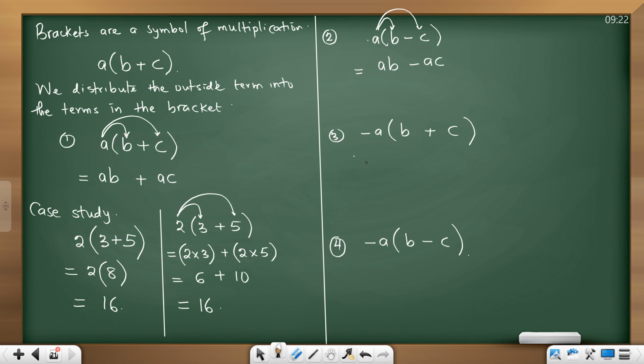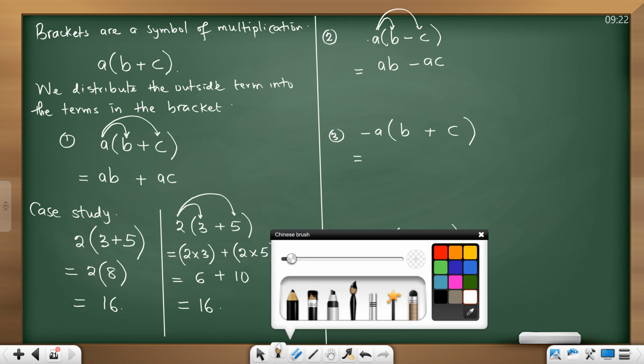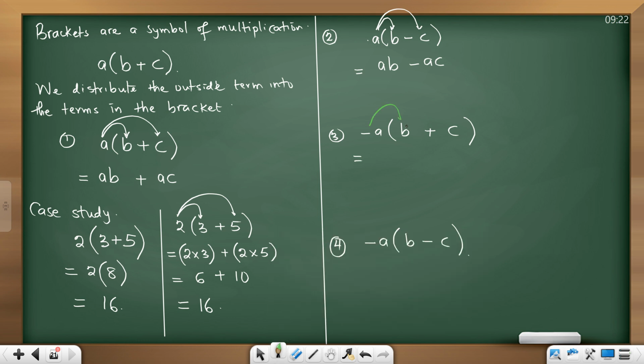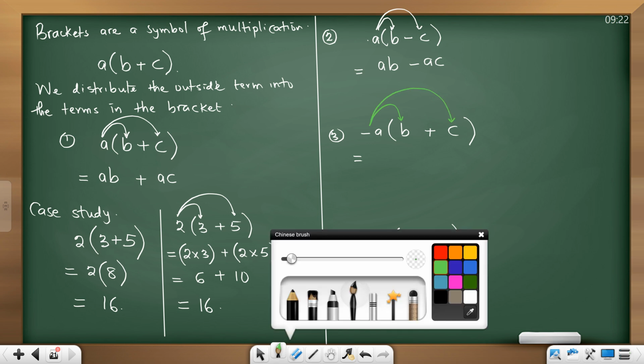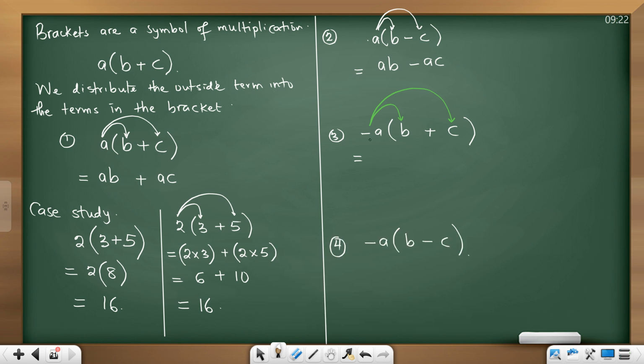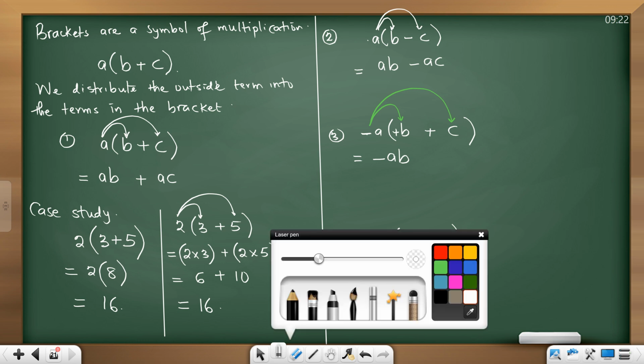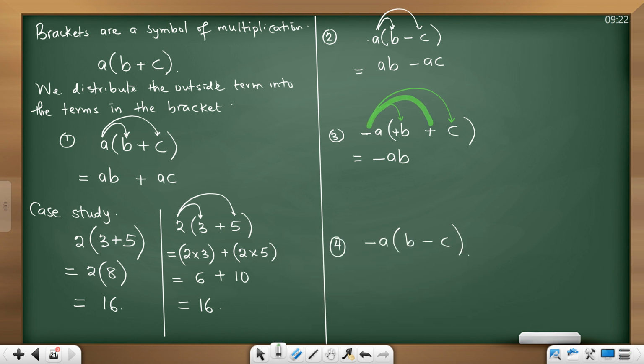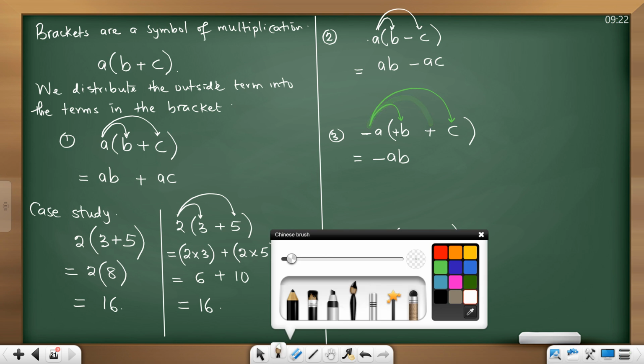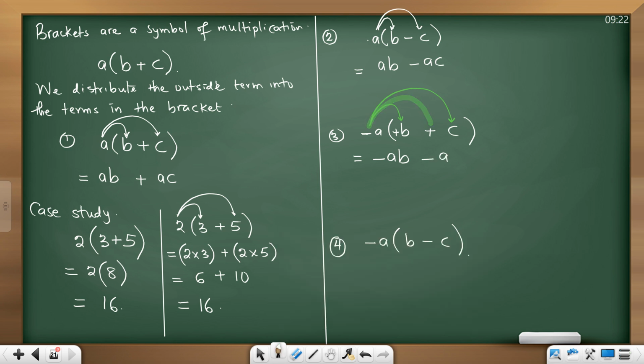Look at number 3. Please pause what you're doing. I would take this and multiply that, this and multiply that. Remember, this is a negative A. So negative, let's start with the sign, times a positive would give us what? A negative. A times B would be AB. Now, negative again times a positive would give us what? A negative. A times C would give us AC.